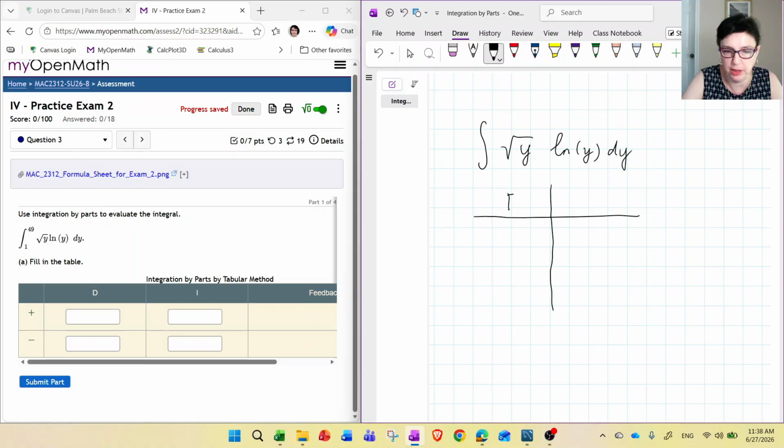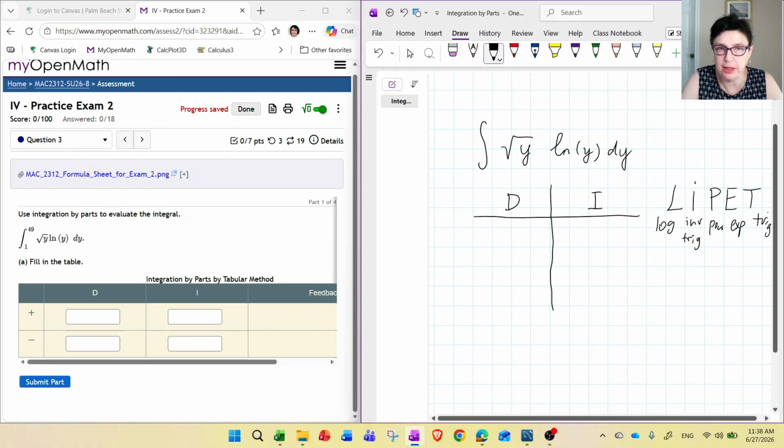We're going to have a D, which means differentiate, and I, which means integrate. And then we need to decide which of the two factors would go where. To help us with that, we have a mnemonic rule that is called LIPET. So it's LIPET: log, then inverse trig, then some kind of power, then exponential, and finally trig.